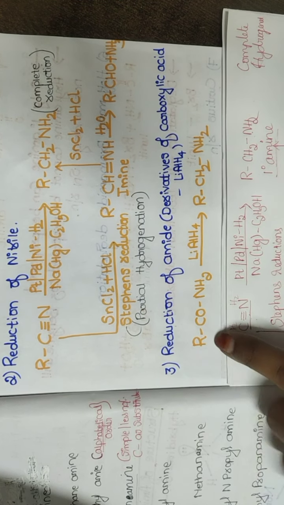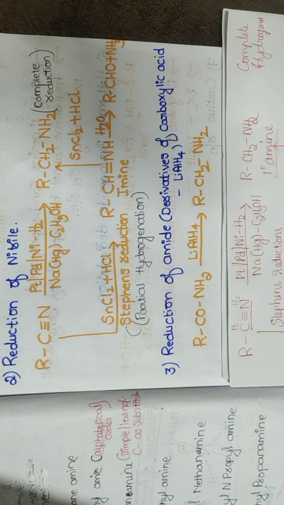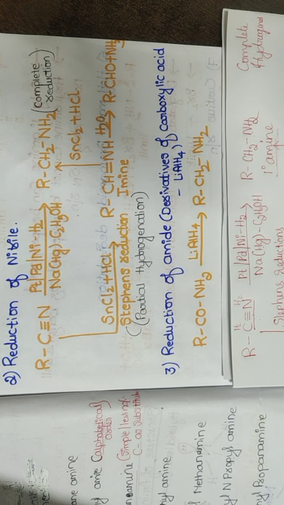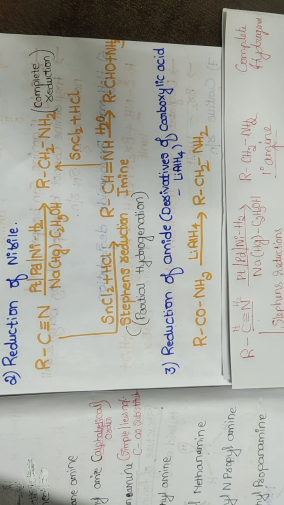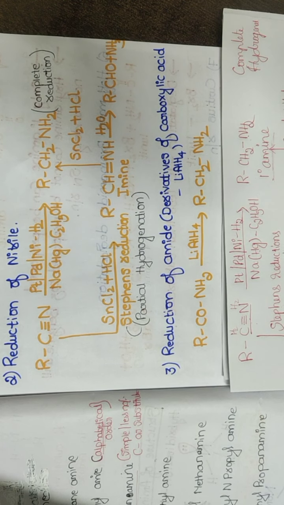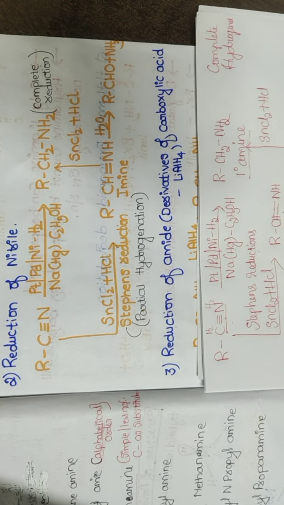Third method is reduction of amide. Why we are taking a substrate such as nitrile or amide is because the substrate should have a nitrogen atom, so that if we do a reduction or modify something, we should end up with amines, because amines will have a nitrogen as a functional group. So therefore here we have taken amide.